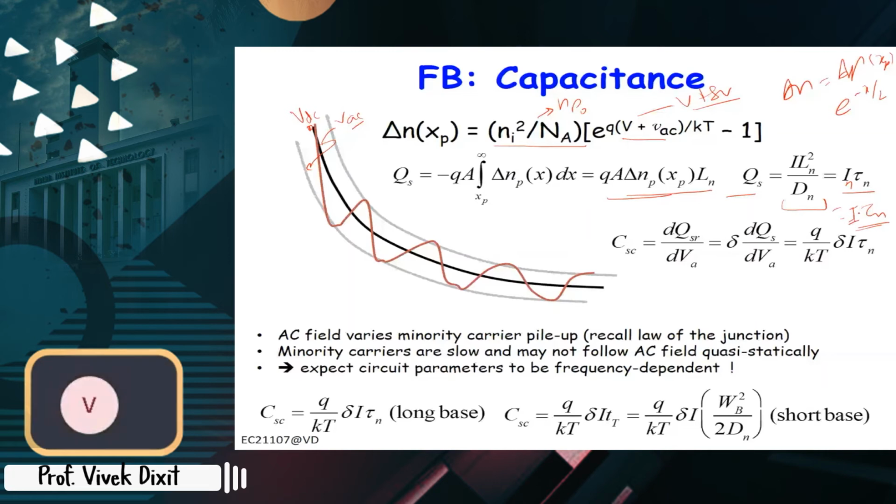Correct? Or a general expression would be Q equals I_N tau_N plus I_P tau_P. And this can be written as I total times tau effective. So I becomes I_N plus I_P, and tau becomes I_N tau_N plus I_P tau_P by I_N plus I_P. Right? So that way you can write. And then if you take the capacitance, it will be dQ by dV. So it will be d by dV of I tau.